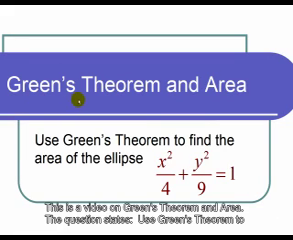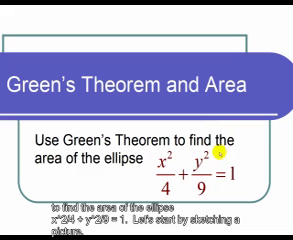This is a video on Green's theorem and area. The question states, use Green's theorem to find the area of the ellipse x squared over 4 plus y squared over 9 is equal to 1.